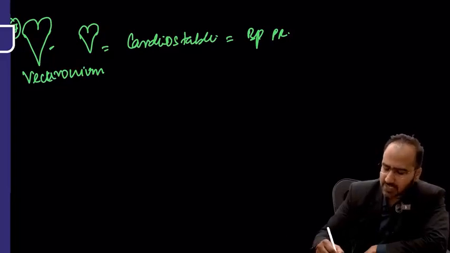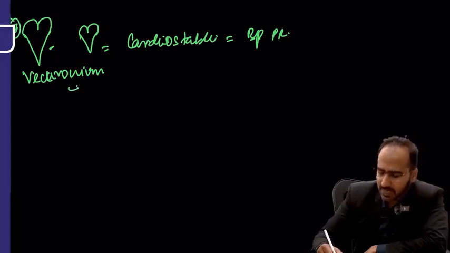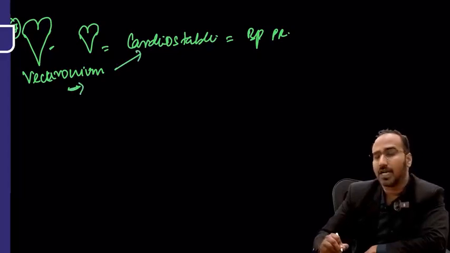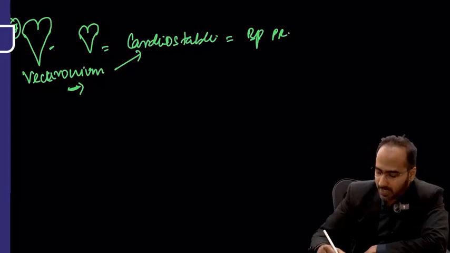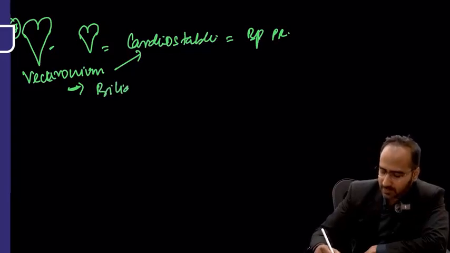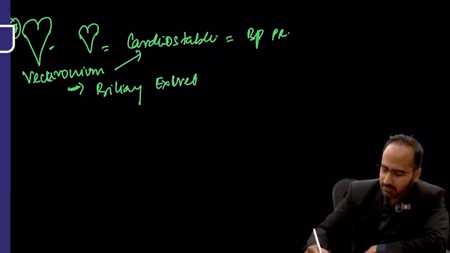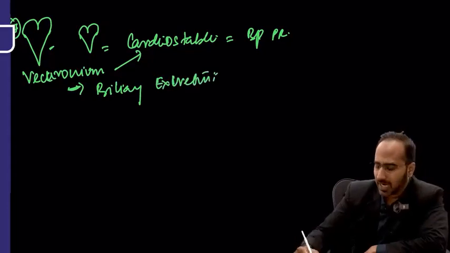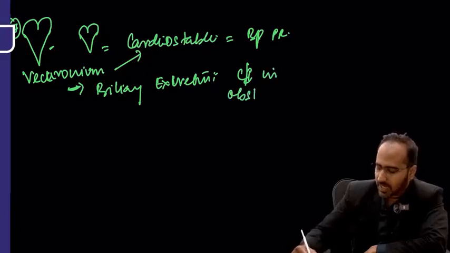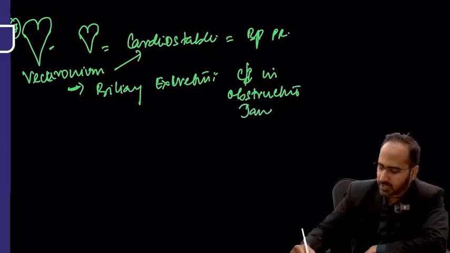Okay? But with vecuronium, what else do we need to remember? It is cardiostable, used in cardiac diseases. Apart from that, what else do we need to remember? Vecuronium has biliary excretion. Hence, it is contraindicated in patients who have obstructive jaundice.